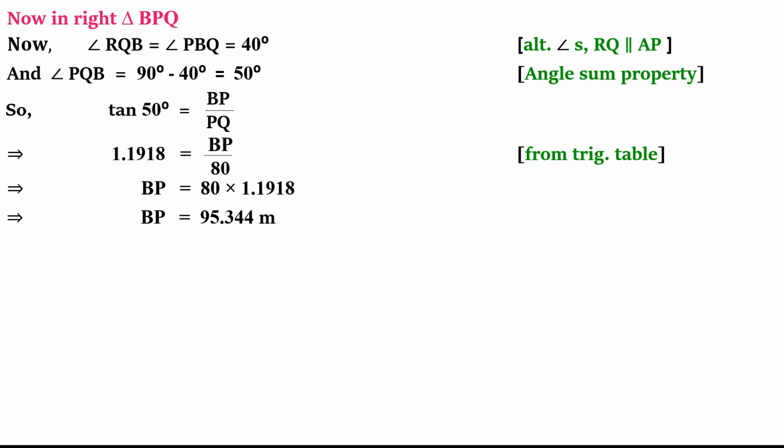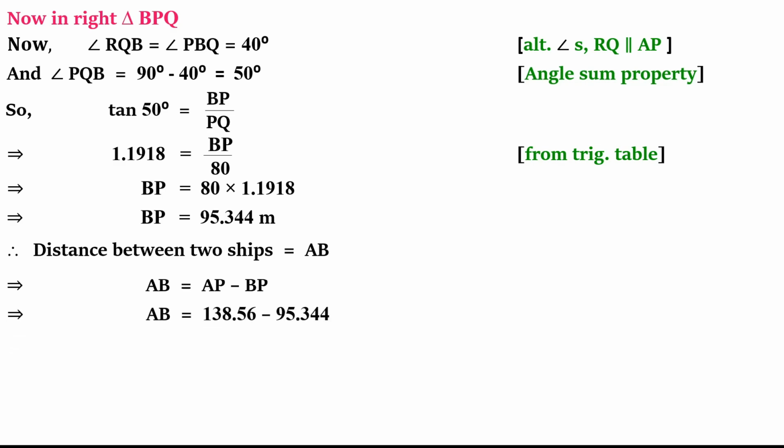So AP minus BP will give me AB. Okay, according to the figure, the distance between the two ships is AB. So how will we get AB? AP minus BP. AP's value I have just now found out. BP also here we have in front of us. We will subtract both the values. We will not round off these two answers. The final answer has to be rounded off correct to nearest meter. Okay. So AB comes out to be, after subtraction, 43.216.